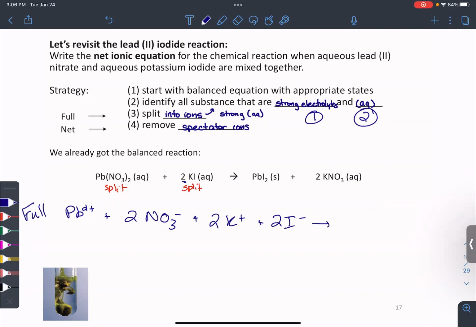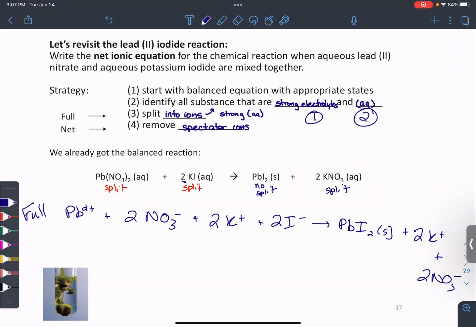All right, lead iodide, PbI2. Is lead iodide a strong electrolyte? Yes, because it's ionic. But is it aqueous? No. So do we split it? No, we don't. No split. Just keep it together. So just literally rewrite it: PbI2 solid. Okay. The last one, potassium nitrate. Is it a strong electrolyte? Yes. Do you split it? Yes, because it's aqueous. So we split that one. So it's not just K+ and nitrate. It's 2 K+ and 2 nitrates.